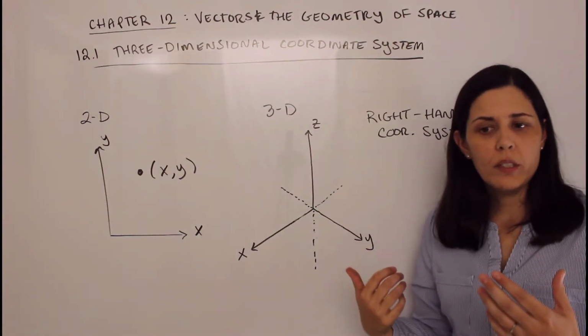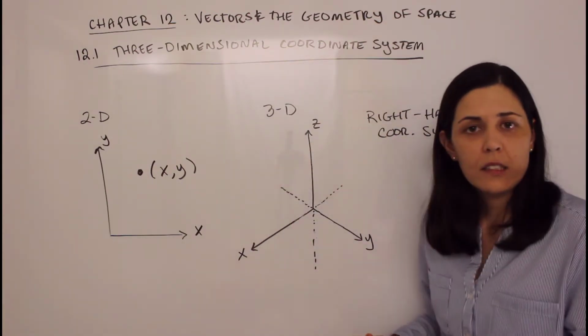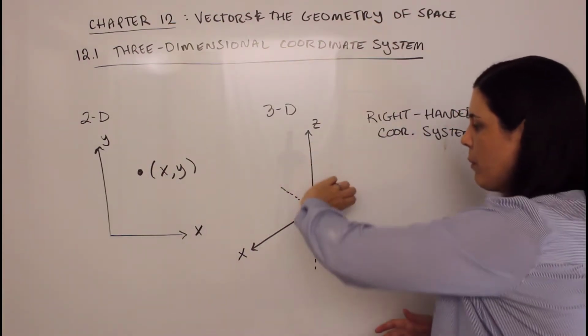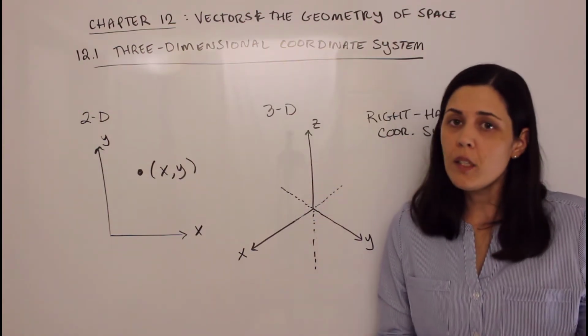A right-handed coordinate system is just letting you know how to get the positive axes. A left-handed coordinate system would actually put my positive z down that way. So that's just why we call it a right-handed coordinate system.